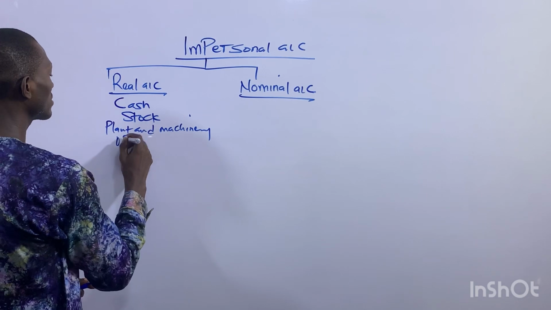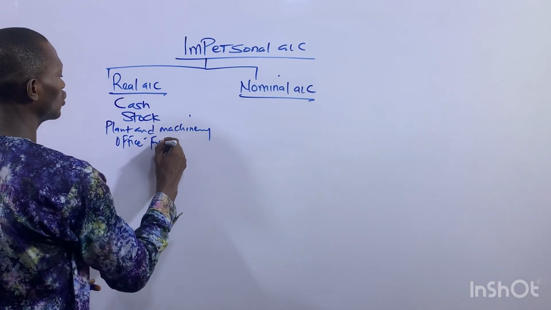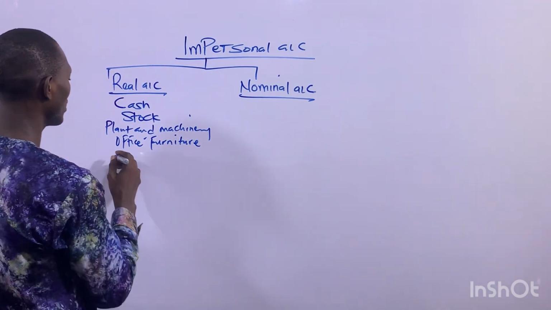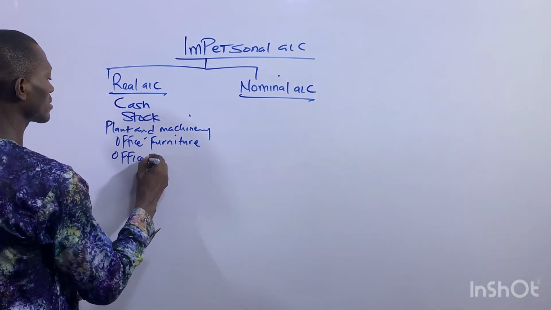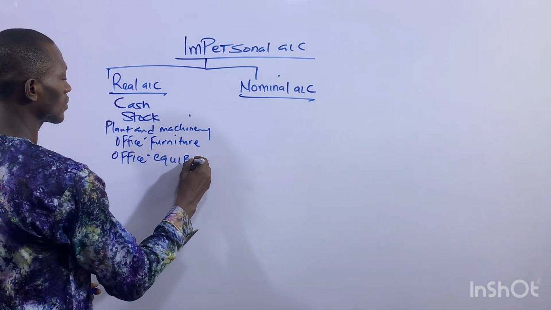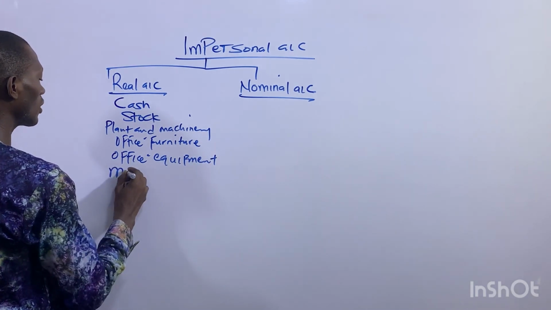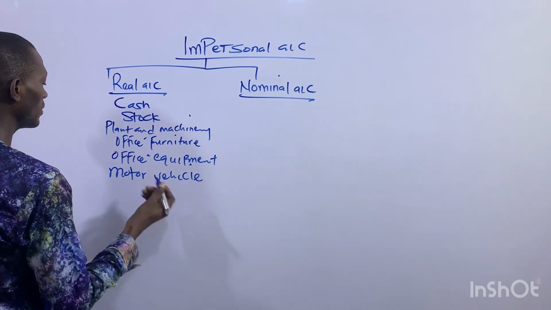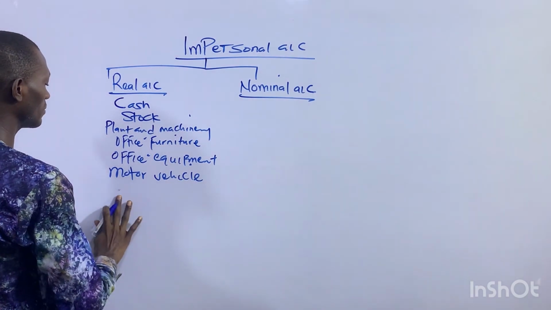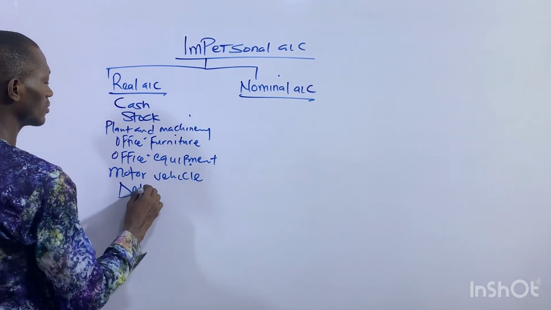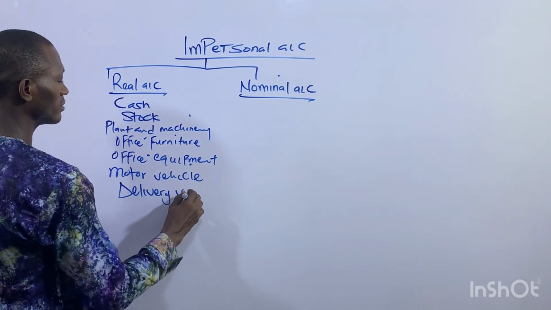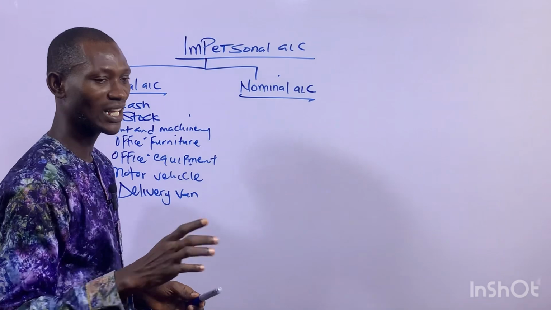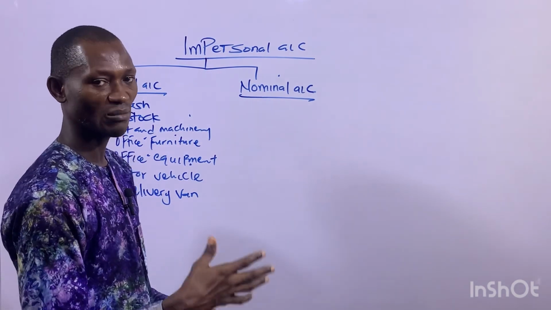We could have office furniture, like your drawers, your fittings, and all that. Office equipment. We could have motor vehicle accounts. We could have, let's say, a delivery van, and the list is endless. So all these are examples of real accounts, accounts of tangible nature that can be seen and touched.